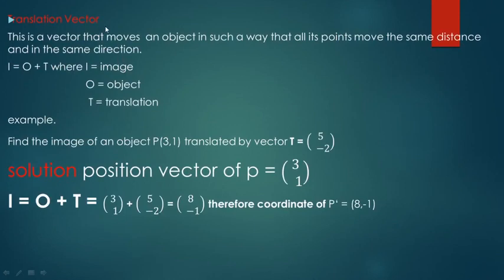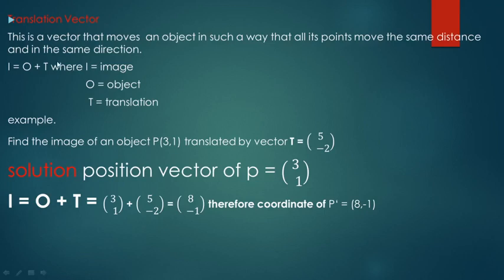Translation factor. When we talk about a translation factor, it is a factor that moves an object in such a way that all its points move the same distance and in the same direction from where they are. They move the same distance and in the same direction. So that is what we call a translation factor.